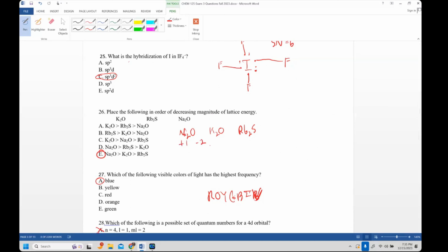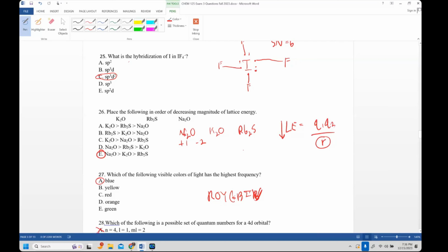The second factor is the size, the atomic radius. The larger the ionic radius, the weaker the bond, because the ions will be farther apart. We know this because the lattice energy is equal to Q1 times Q2, the charge of the cation times the charge of the anion, divided by R. So the larger the R, the lower the lattice energy. We're looking for the biggest radius to have the lowest lattice energy.